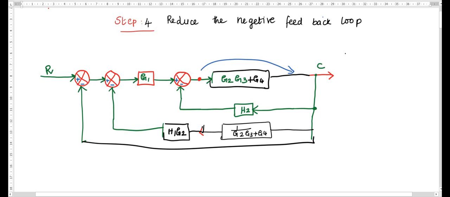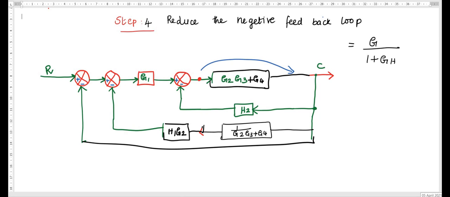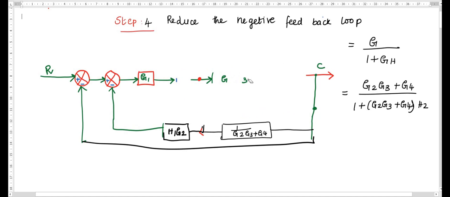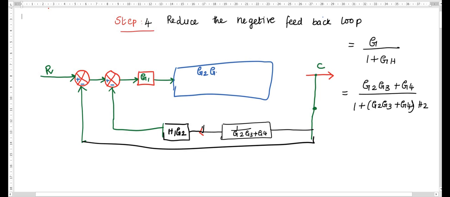What is the formula used to reduce the negative feedback loop? G divided by 1 plus GH. What is G here? G is equal to G2 G3 plus G4 divided by 1 plus G2 G3 plus G4 into H2. So, this is the reduction of negative feedback loop. Now, I have to rub this, and instead of this, I have to draw the block that consists of this transfer function: G2, G3 plus G4 divided by 1 plus G2, G3 plus G4 into H2.